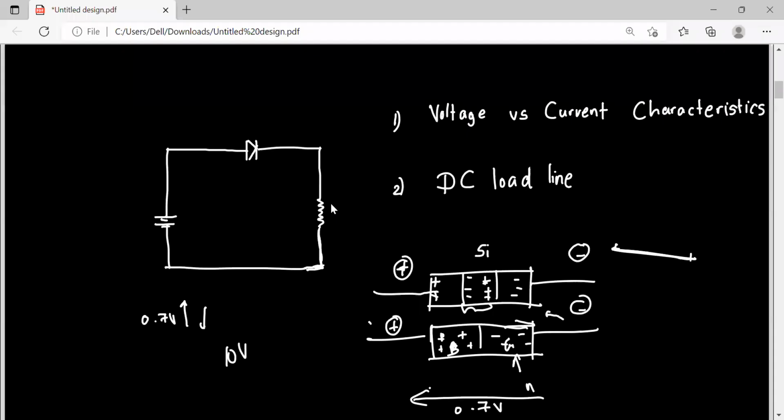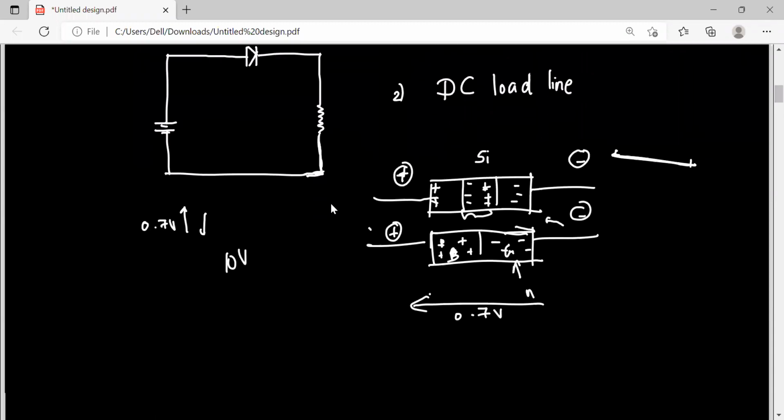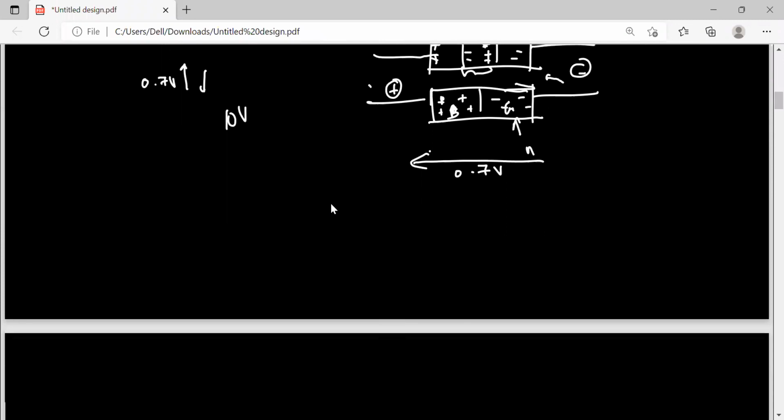So let's move on. Now we have learned about voltage versus current. I hope you have understood this. Now let's check the DC load line of the diode. In the first explanation, I already mentioned that when you are using the diode, you need to make sure that the diode has only 0.7 voltage, or a little bit near to that.